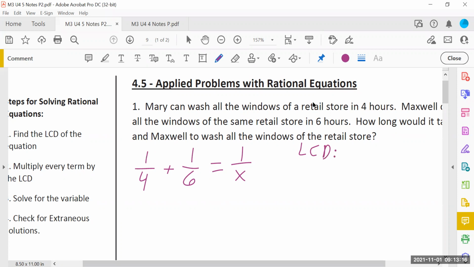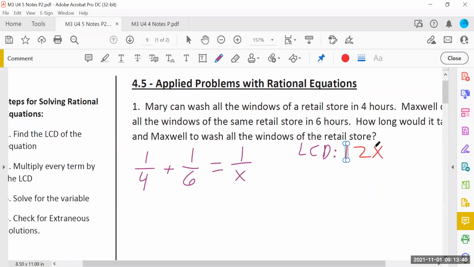Not hearing any real confident answers. 12, right? 12 has 4 in it and 6 in it. And if you need to figure that out, you can do 4 is 2 and 2. 6 is 2 and 3. So it looks like I need 2 2s and a 3. But what am I missing? The x. Don't forget the x. So my least common denominator is 12x.